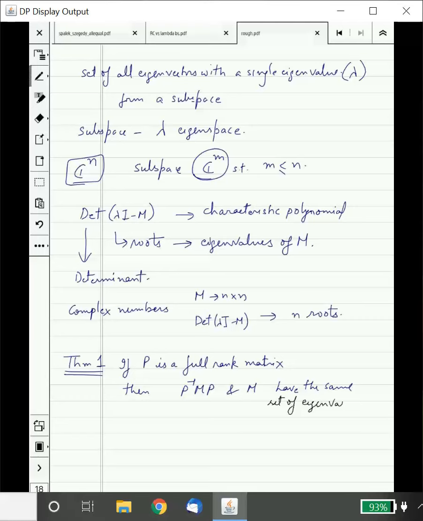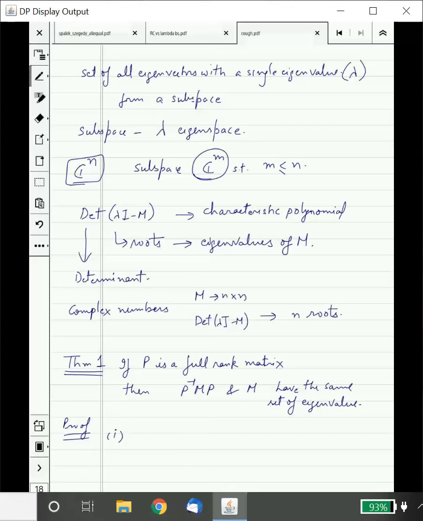This P inverse MP, we should think of it as some sort of basis change, not necessarily a nice one. I will talk about the nice basis change later, but P inverse MP, we should view it as M itself, but looking at it from a different viewpoint. The proof of this is not very difficult. We will show that if we have an eigenvector for P inverse MP, then it will be an eigenvector of M. Similarly, if we have an eigenvector of M, then we will have an eigenvector of P inverse MP with the same eigenvalue. So let's start.